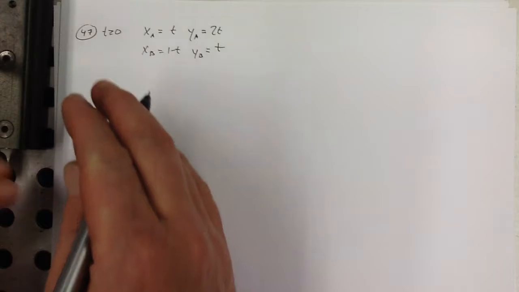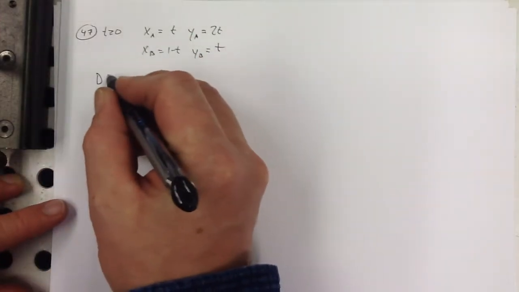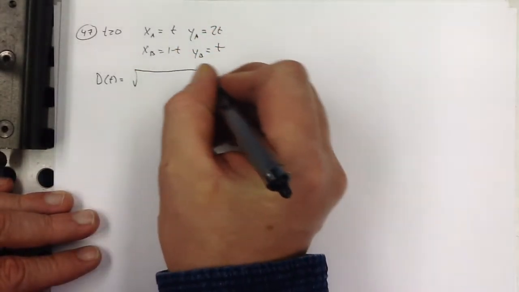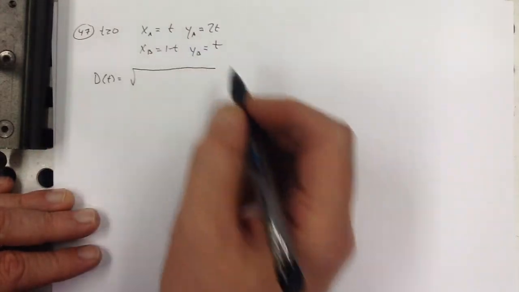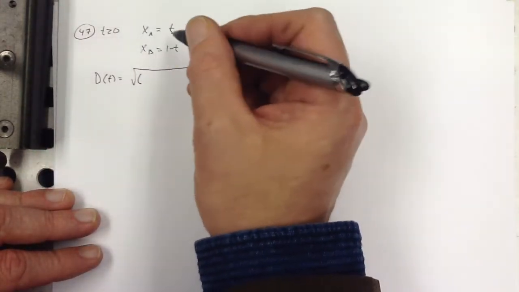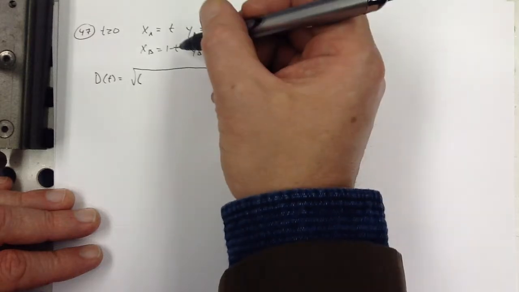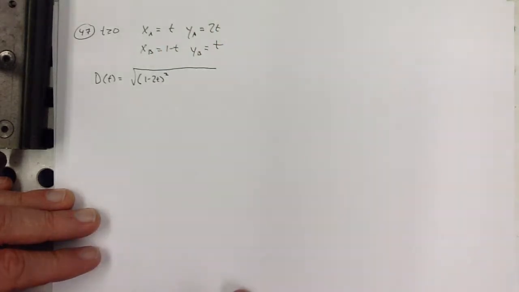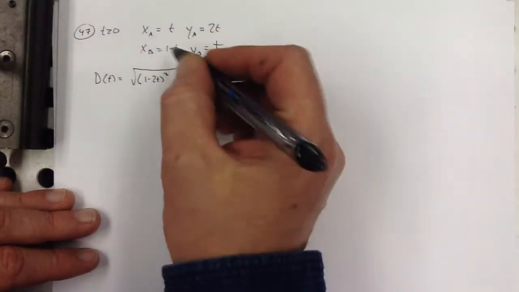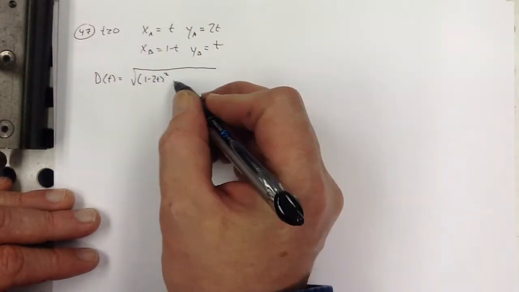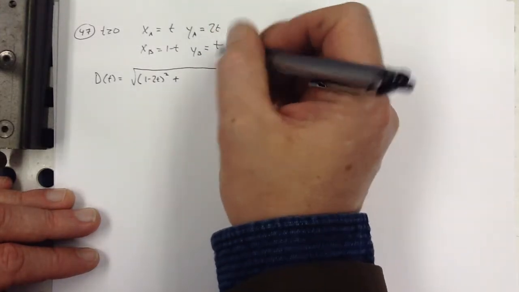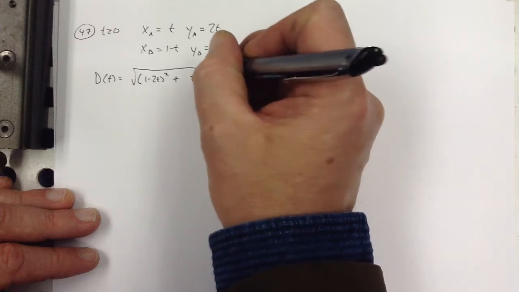Okay, so I'm trying to minimize distance. So that means I need to have a distance function, and then I want to try to minimize it. So I'm going to take the derivative and set it equal to 0. The distance formula is basically the Pythagorean theorem. So that's the square root of this minus this. So this minus this, that would be (1 minus 2t) squared. Right? That's x minus x squared. It doesn't matter the order you put them in because we're squaring it, so it comes out positive regardless, plus 2t minus t is just t squared.